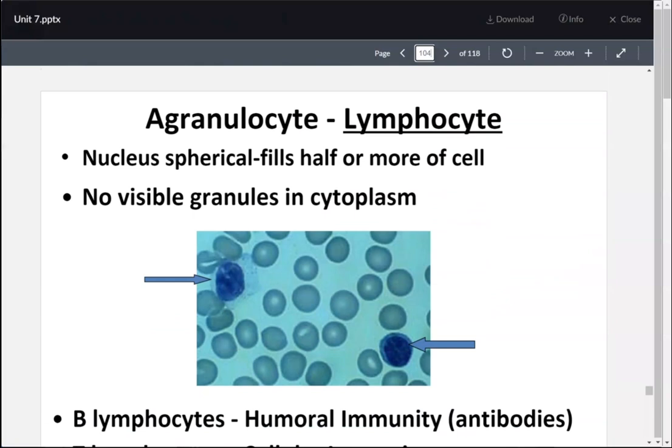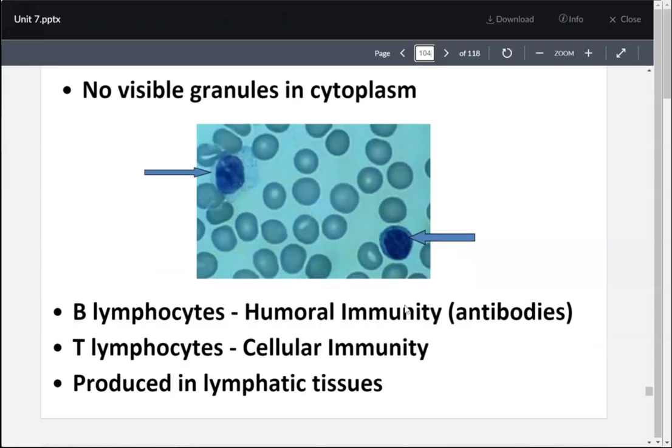For our agranulocytes, we have our lymphocytes. Lymphocytes have a nucleus that is spherical and fills half or more of the cell with no visible granules. Lymphocytes are further divided into two categories. We're going to have our B lymphocytes and our T lymphocytes. B and T cells are going to be produced in the lymphatic tissues.